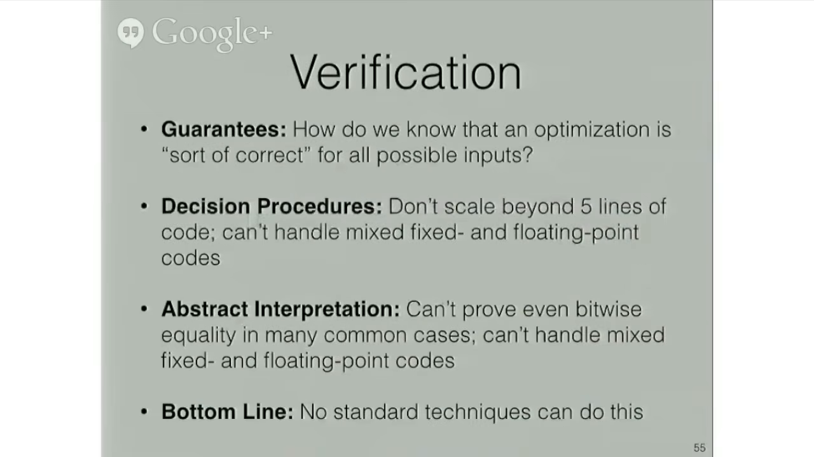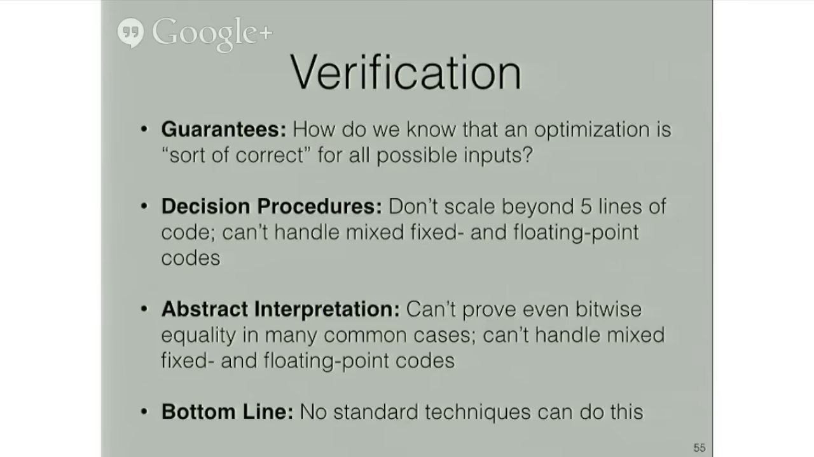The real challenge in this application domain is in guaranteeing that a rewrite is correct within an error bound. Even though equivalence of loop-free codes is decidable, decision procedures for testing floating point equality don't generally scale beyond 5 lines of code, which is far below the length of the benchmarks that we've come across. Abstract interpretation techniques, generally speaking, can't prove complete bitwise, let alone partial correctness for many of these benchmarks. And neither set of these techniques can handle mixed fixed and floating point kernels. I could say a lot more about this.